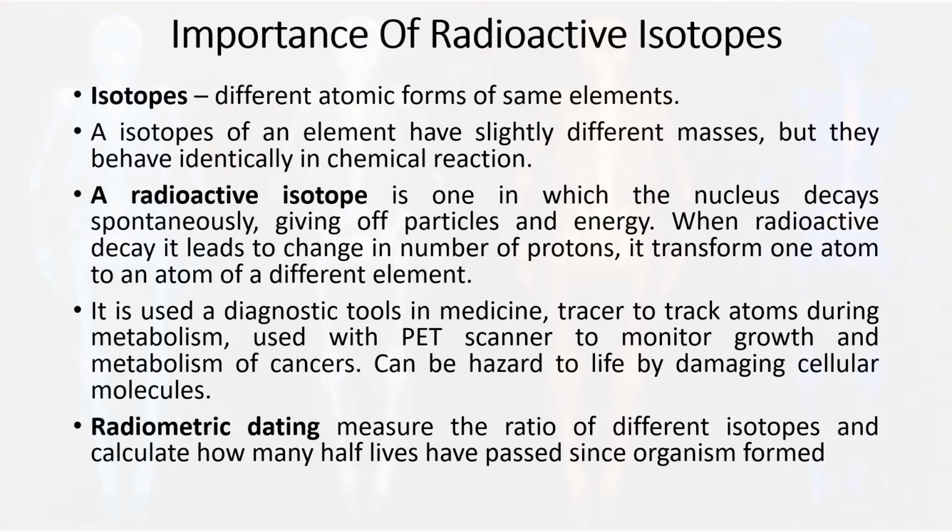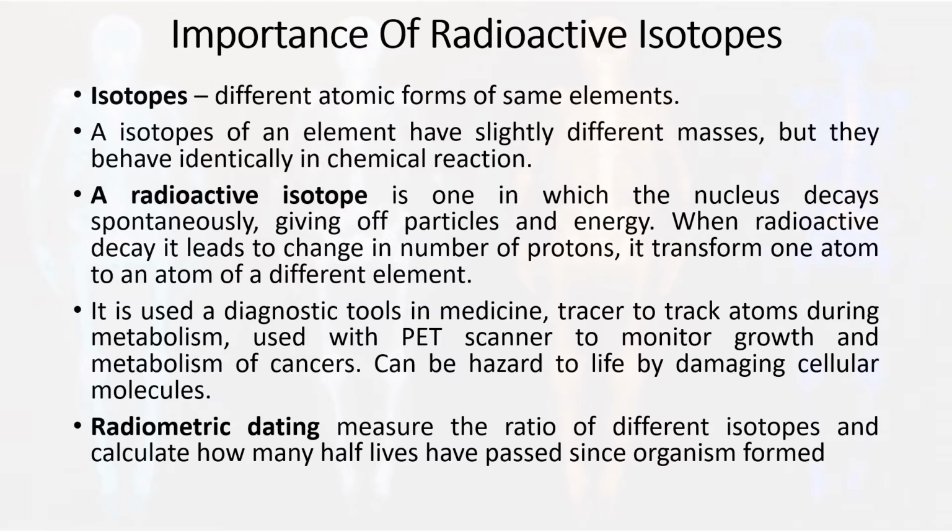A radioactive isotope is one in which the nucleus decays spontaneously, giving off particles and energy. When radioactive decay leads to a change in the number of protons, it transforms one atom to an atom of a different element. It is used as a diagnostic tool in medicine, as a tracer to track atoms during metabolism, and with a PET scanner to monitor growth and metabolism of cancer. It can cause hazard to life by damaging cellular molecules.